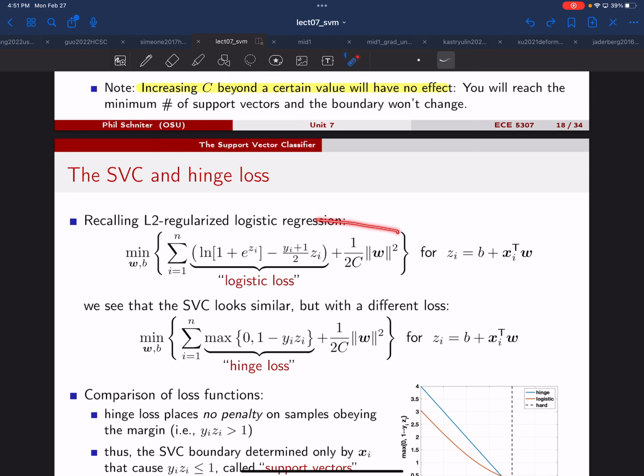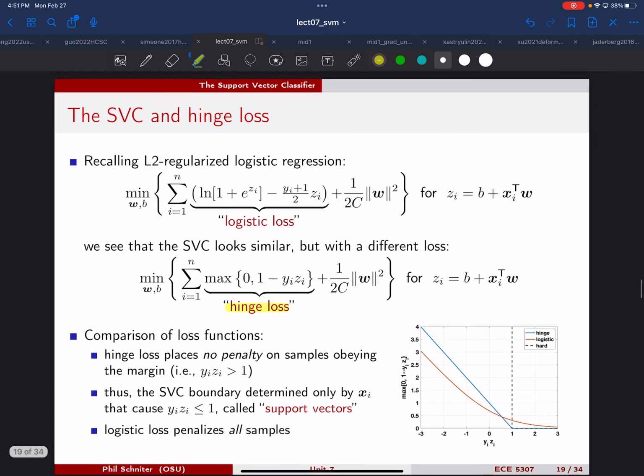And we can compare it directly to L2 regularized logistic regression because it also has the same form. Here's the ridge term. This is the penalty parameter we always choose for logistic regression. And here's the logistic loss that we derived back in Unit 5. We can actually make a direct comparison between this and this. This one, now that we're working on the SVC, is called the hinge loss. That's what it's called. And we can plot them.